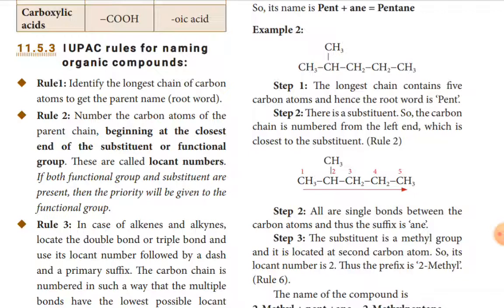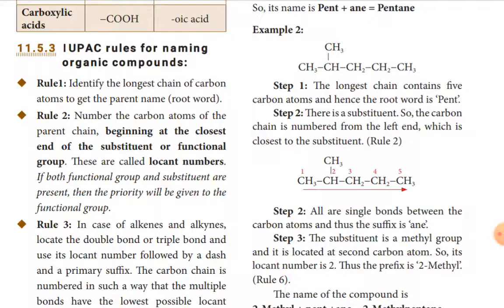With the second carbon, one CH3, that is a methyl group, is attached. So that methyl group should get the lowest possible number. So we have to start numbering from the left hand side: first carbon, then second, third, fourth, 5. So the second carbon has the methyl group attached. In such a way we have to give numbers.